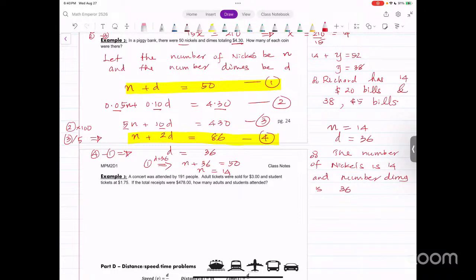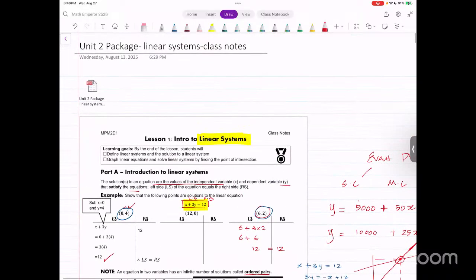Not adult tickets B. So the number of adult tickets B. What are you talking about, ma'am? The number. You need to be very specific about what you're referring to. Okay. I want to see that everyone is writing the setup.